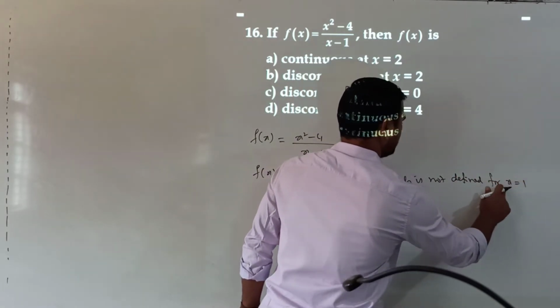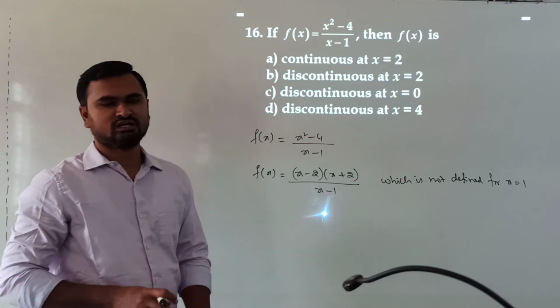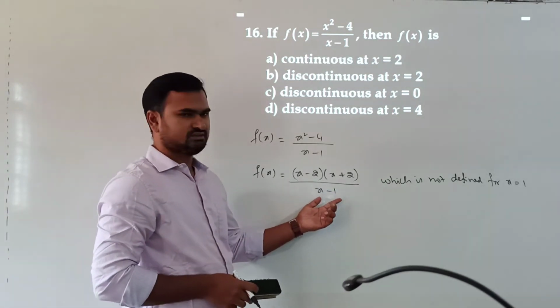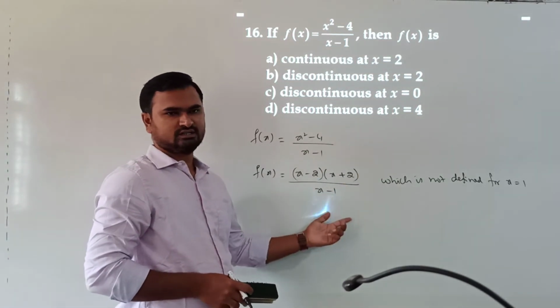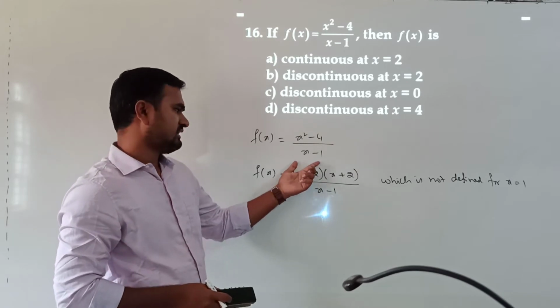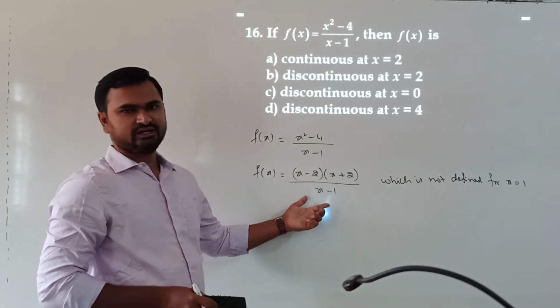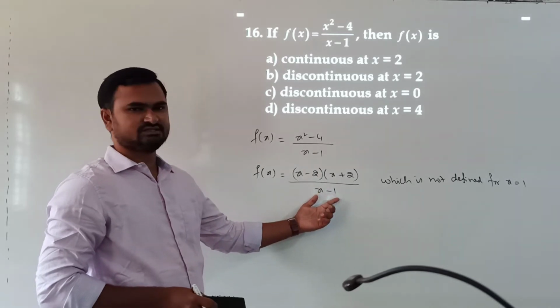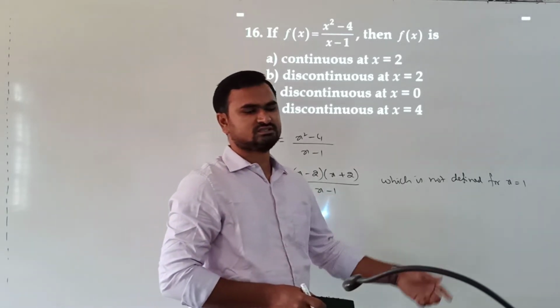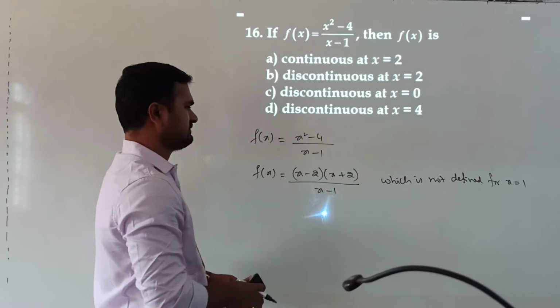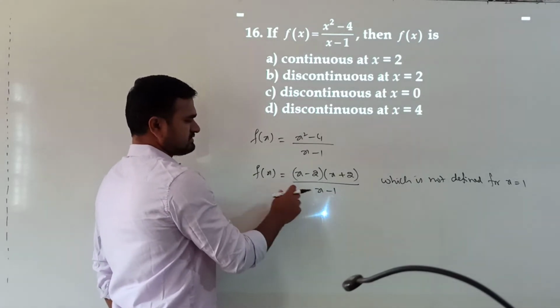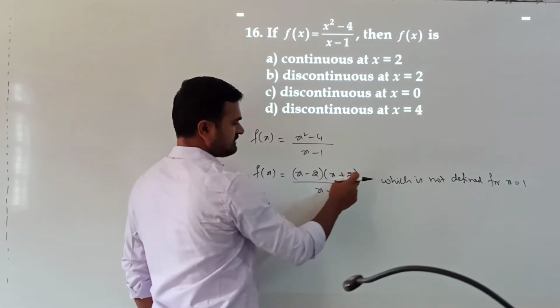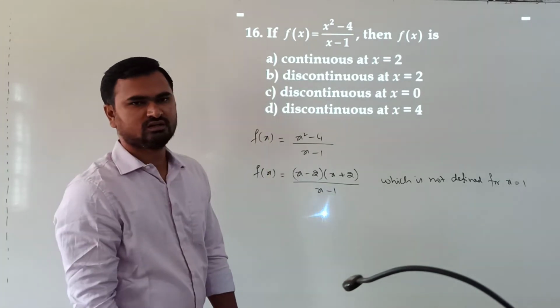For x equal to 1, this function is not defined. Except x equal to 1, any other point we take, the function is defined. And you can observe moreover it is a rational function. So a rational function is defined for all values except where the denominator is 0. So when x is 1, the function is not defined. So at x equal to 1, function not defined means function will not be continuous.